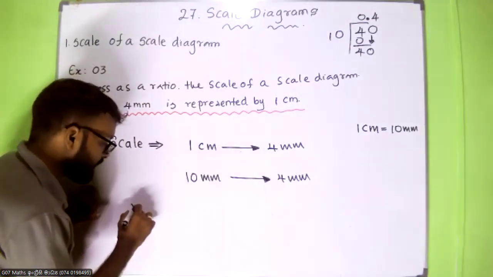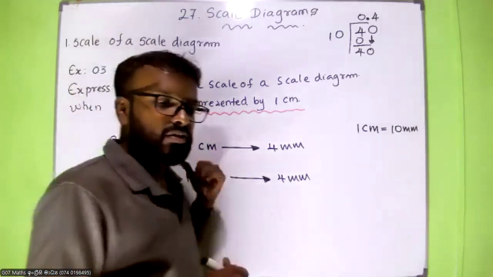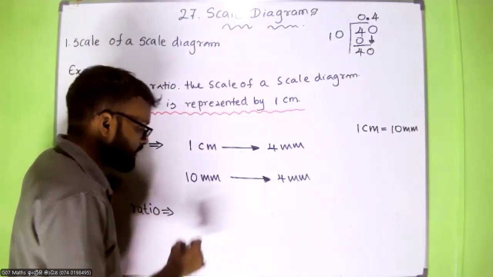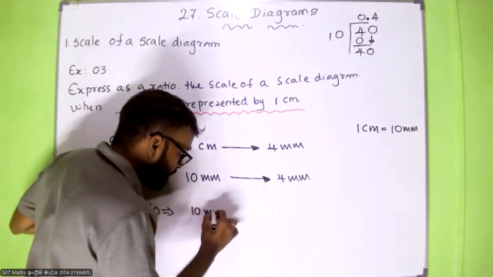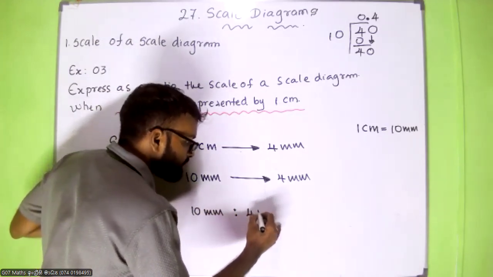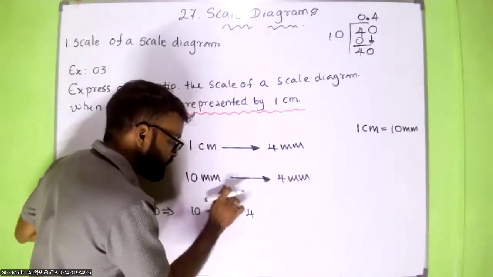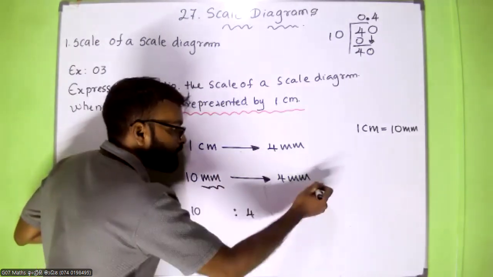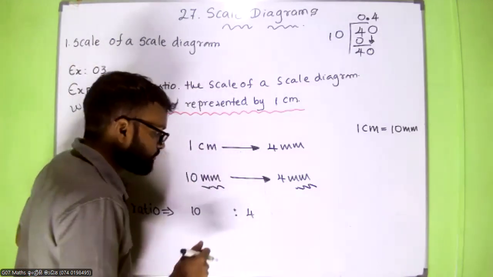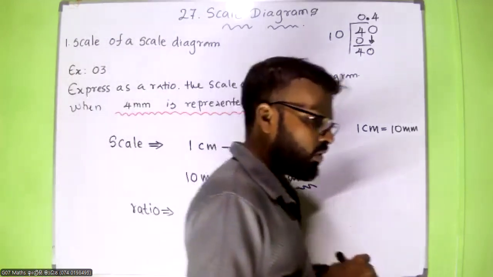Now I can write the ratio. Compared to the previous method, you can use this way. Now you can write down the ratio: 10 millimeters to 4 millimeters. If you want, you can remove the millimeter parts because both of them are in millimeters now. So 10 to 4. Can you simplify this further?